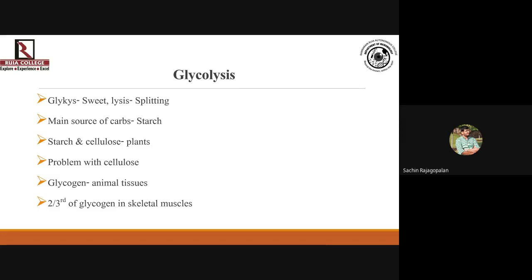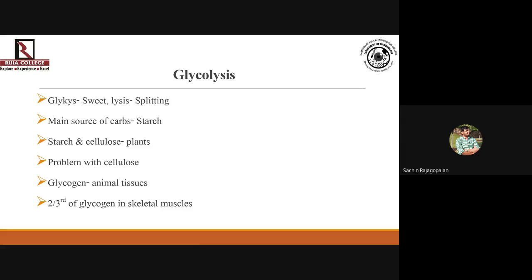In case of animal tissues, you know that we have glycogen, right? 2/3 of this glycogen is present in skeletal muscles, because that's where a lot of ATP is going to be needed, right? So a lot of glycogen is going to be stored in the skeletal muscles.